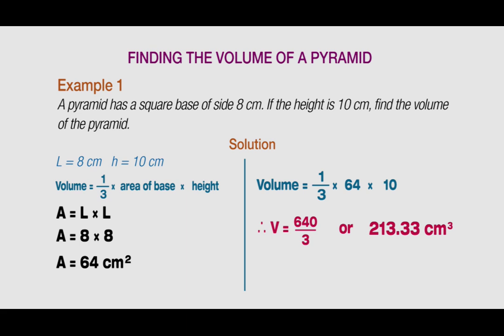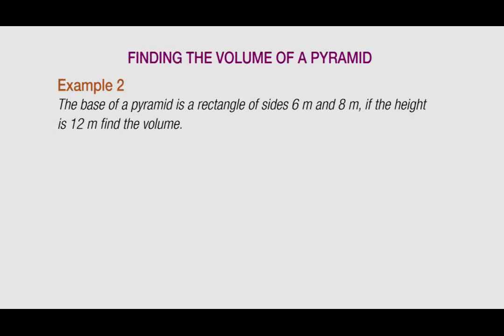That was very simple, very, very easy. We take another example. The base of a pyramid is a rectangle of sides 6 meters and 8 meters. If the height is 12 meters, find the volume of the pyramid. Let's look at the solution.